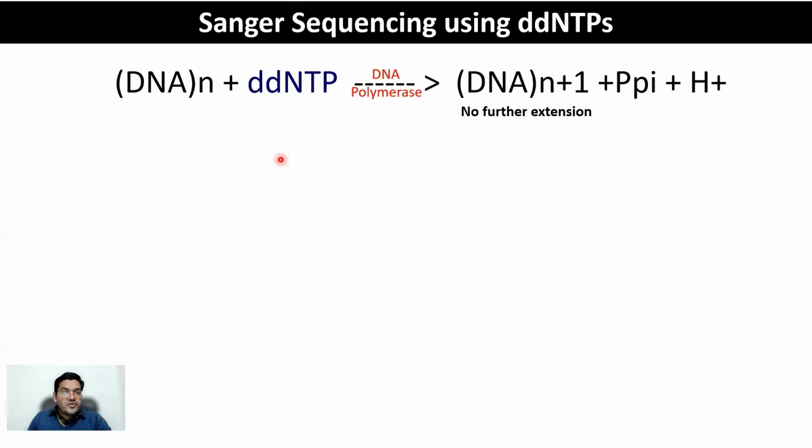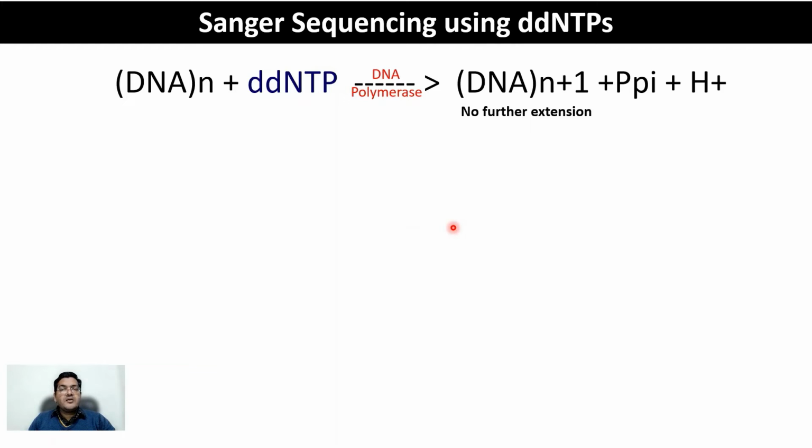And because there is no 3' OH, once a ddNTP nucleotide is incorporated, the fragment cannot be extended any further, because no further phosphodiester bond formation can happen. For the formation of a phosphodiester bond, you require a 3' OH at the last nucleotide in the oligo and a 5' phosphate in the incoming nucleotide. Since the 3' OH is absent, you cannot have any further extension of this fragment, and that forms the crux or the basis of Sanger sequencing. So let's look at this reaction in more detail.